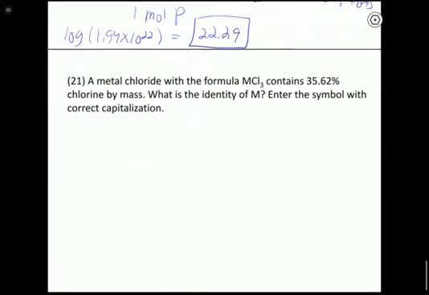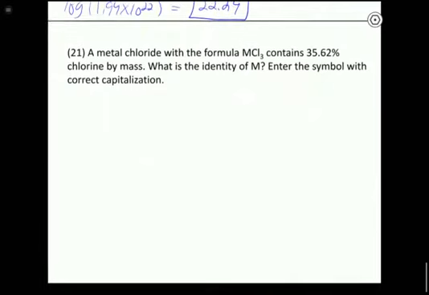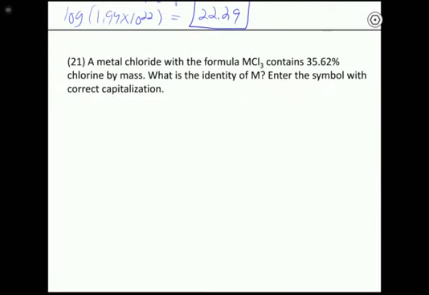And then finally, the last one that I'll go over in this section of the video is number 21. We have a metal chloride with formula MCl3, which contains 35.62% chlorine by mass. What is the identity of M? Enter the symbol with correct capitalization. So this is a type of problem where we don't seem like we have a lot of information to start with. We have to figure out what is the identity of an unknown element.